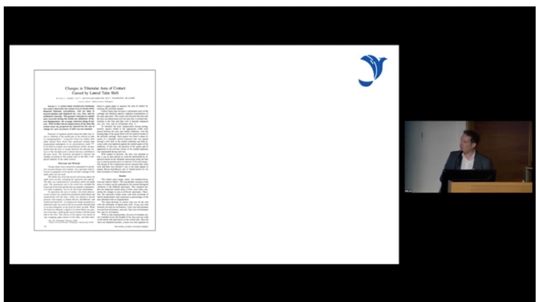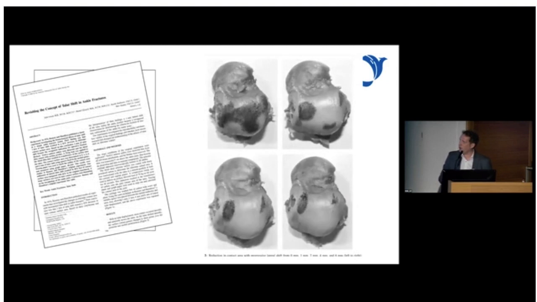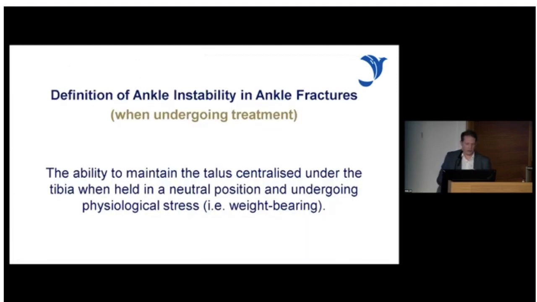Very classical paper. It was actually repeated by the Newport group and found exactly the same thing. This is your contact area in normal, and then you move, and therefore there's a higher chance of getting arthritis because the ankle's not contacting the two surfaces correctly. So I will push on about the definition.